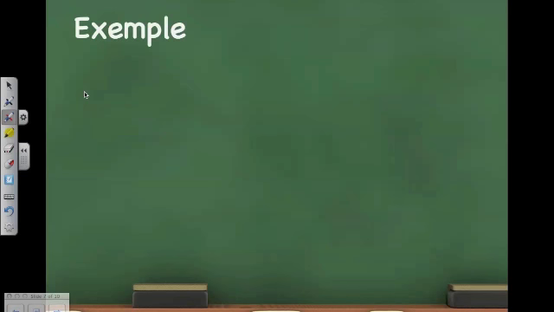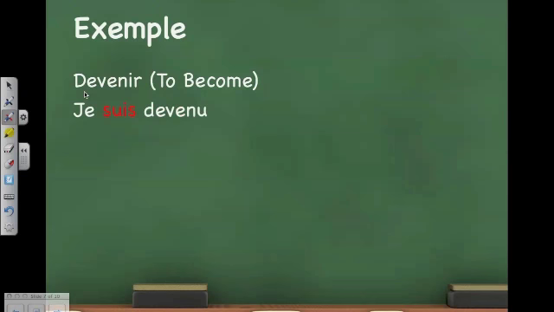Here is an example. For devenir, to become, we would use je suis devenu. Because je is singular, we leave devenu as it is. The same with tu es devenu. Tu is also singular. Il est devenu is also singular.